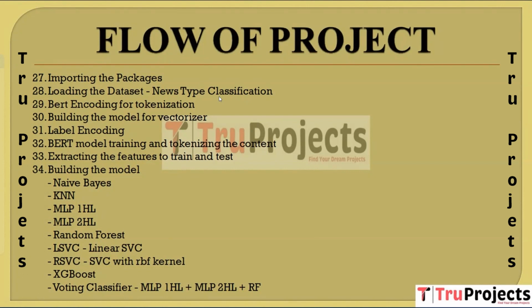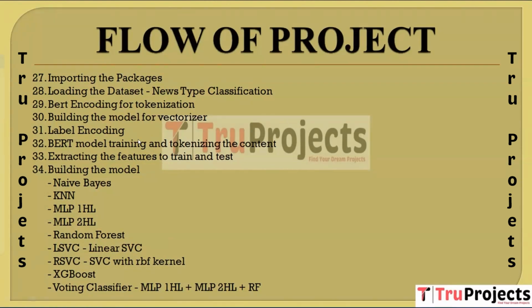Then we have BERT encoding for tokenization. BERT stands for bidirectional encoder representations from transformers, a pre-trained language model that can be used for various NLP tasks including tokenization. Building the model for vectorizer. A vectorizer is a tool that transforms text into numerical vectors. In this step, a vectorizer is created using the BERT tokenizer.